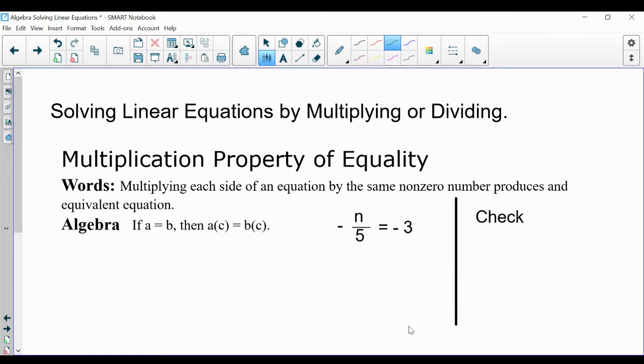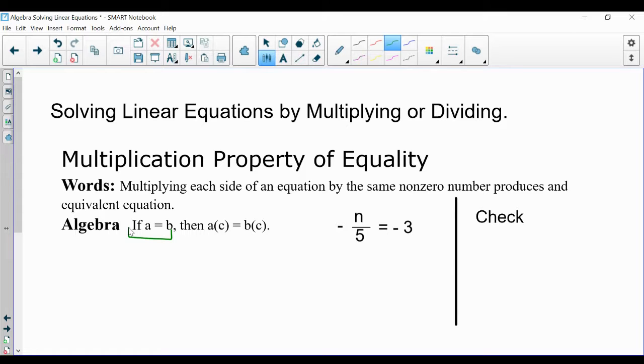So we're looking at solving linear equations by multiplying and dividing now. The property that we're going to use this time is the multiplication property of equality. That means we're just going to be multiplying both sides by the same value. So in algebra, it looks like A is equal to B. If A is equal to B, then if I multiply one side by C, I have to multiply the other side by C. This is just the multiplication property of equality.